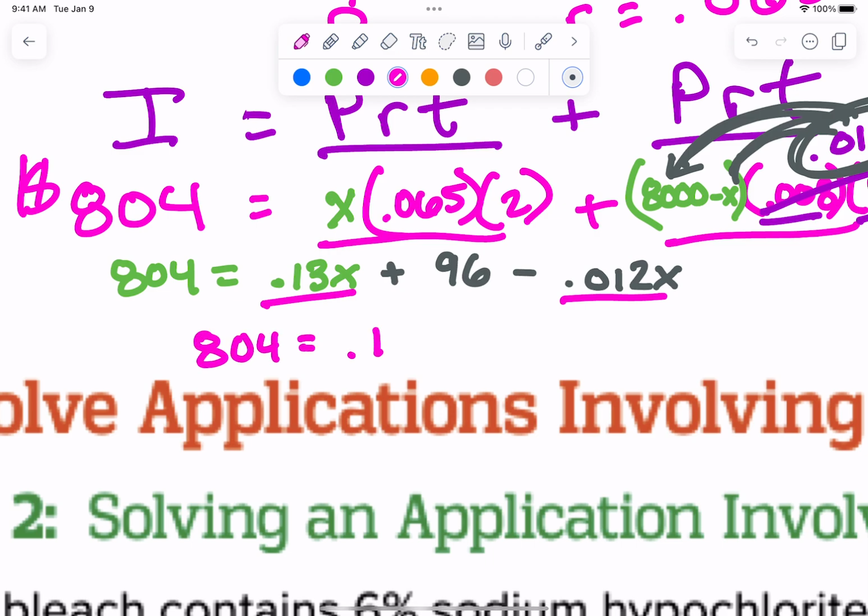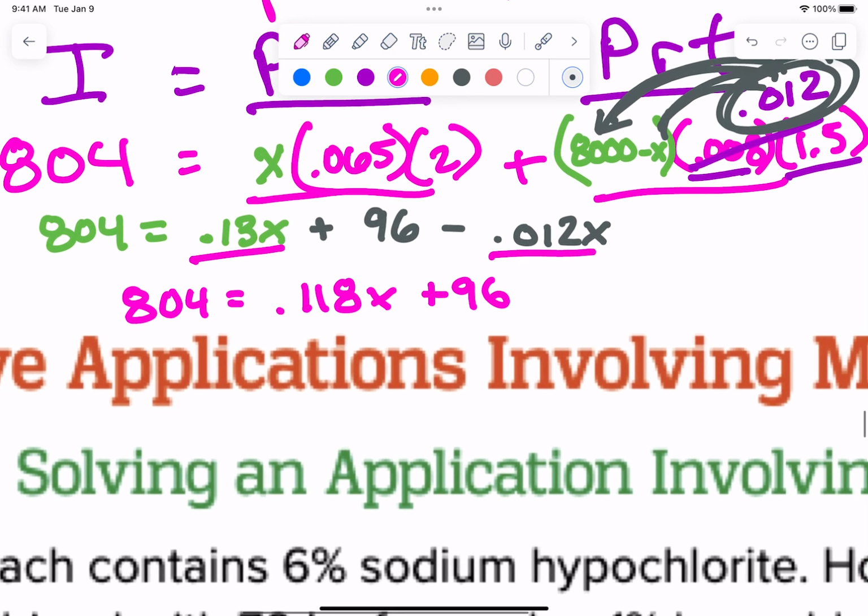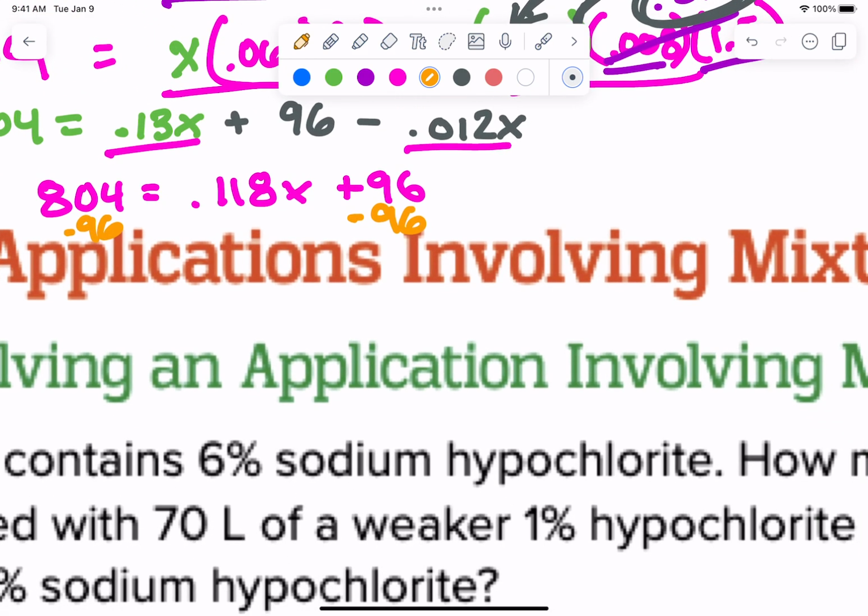804 equals 0.118x plus 96. Okay, are we doing good so far? Hold on. Minus 96. Minus the 96. Okay, 804 minus 96 is, I don't know, 708 equals 0.118x.